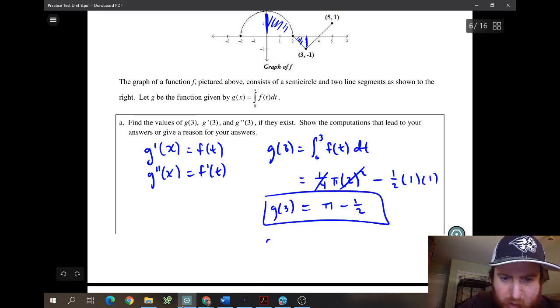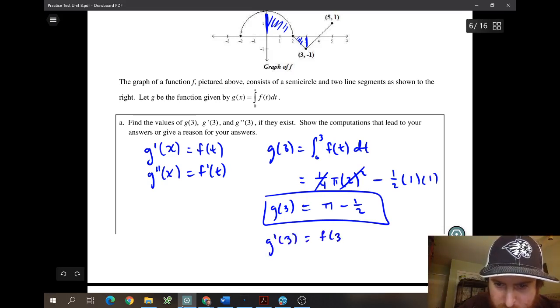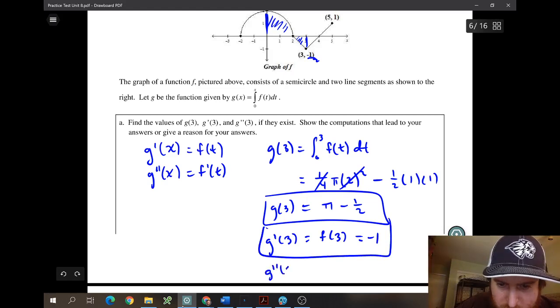Next, I'm going to do g prime of 3. So g prime of 3 will be f of 3, which is just the y value at 3, which is negative 1. And then g double prime of 3 equals f prime of 3, which is going to be undefined.